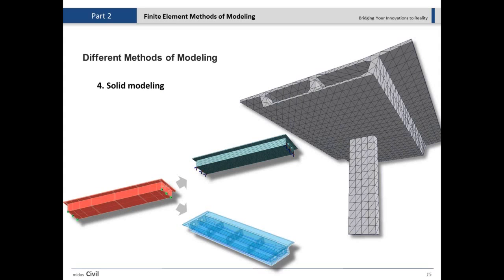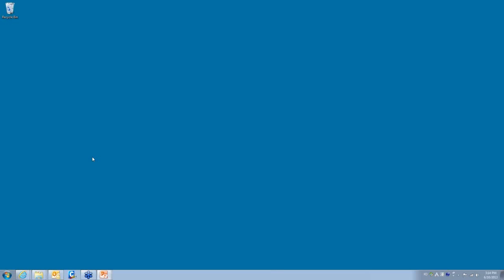Okay, and also you can model this as a solid element. So today we're going to talk about using beam elements, plate elements, and finally solid elements. Then you can see how each one will benefit you in terms of extracting the exact results and how you can use it for the design. So let me open the Midas Civil models that I prepared for you, and then we'll discuss those in more detail.